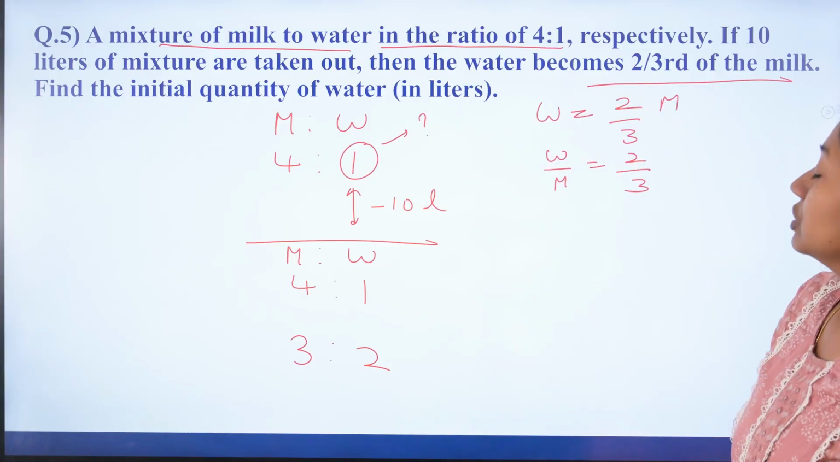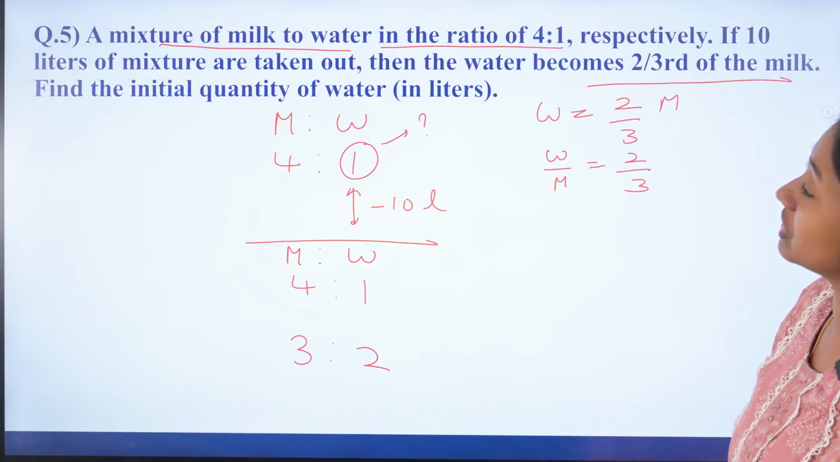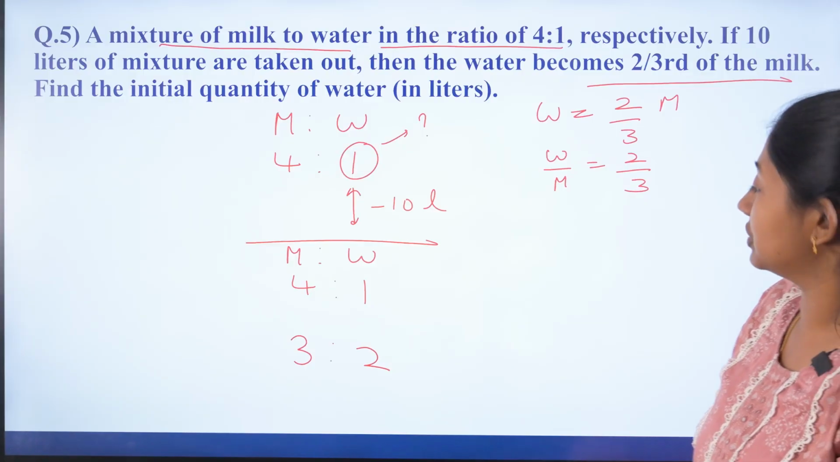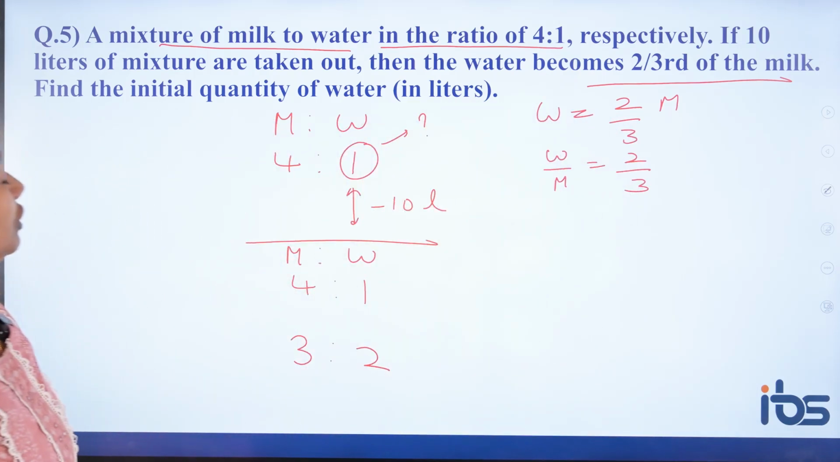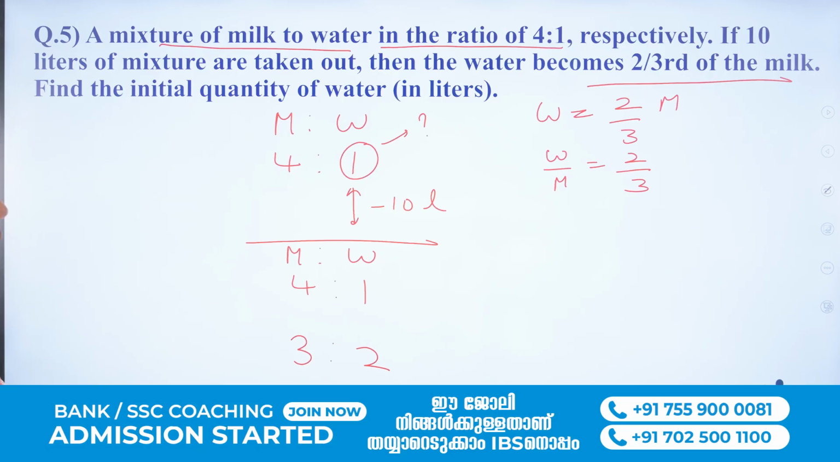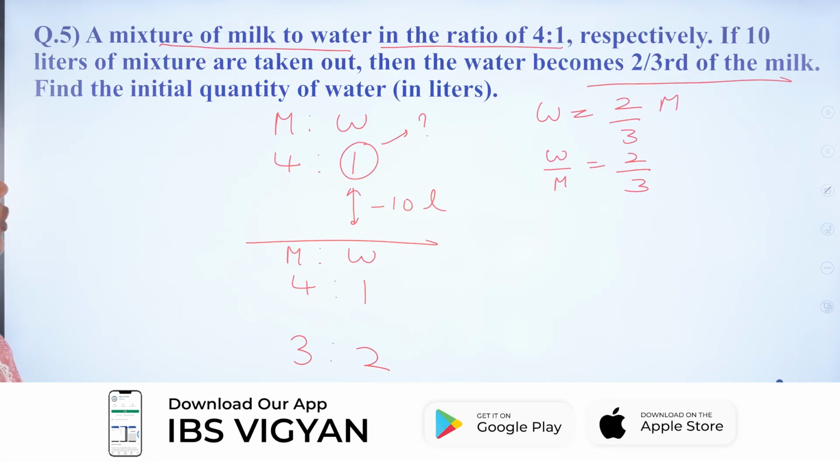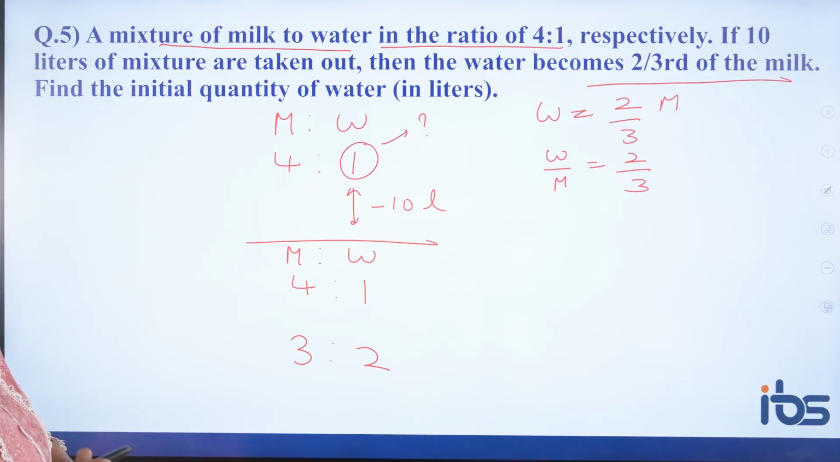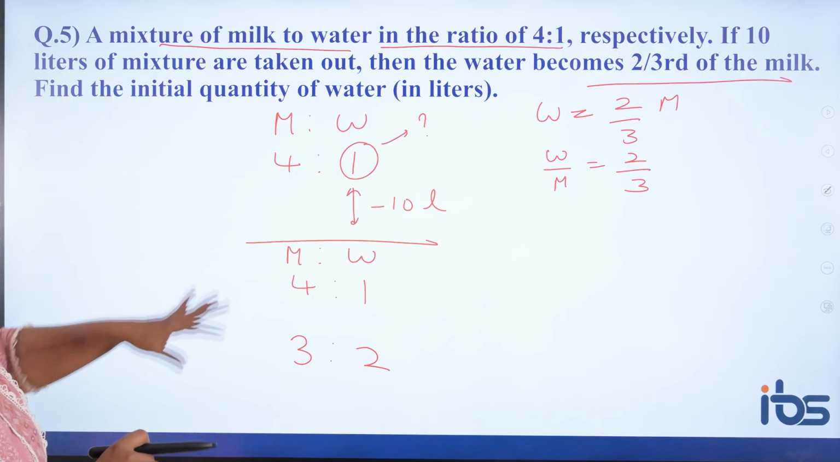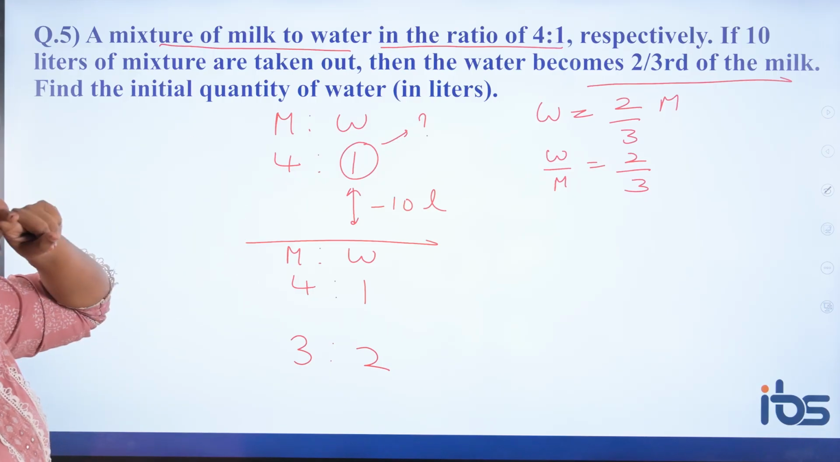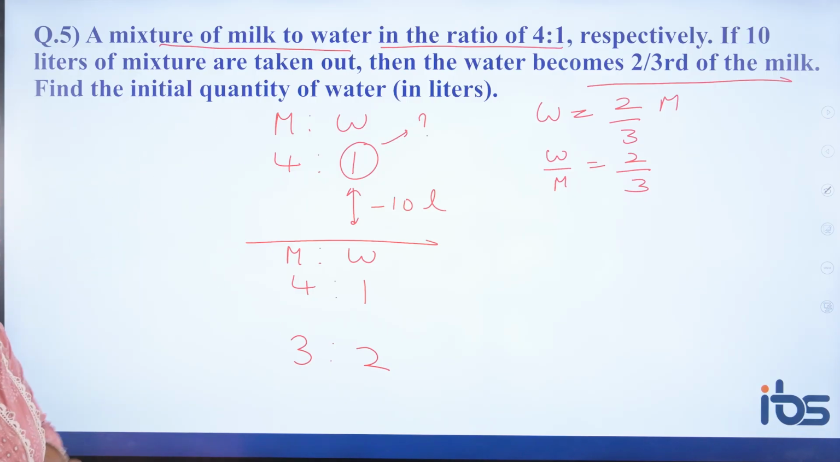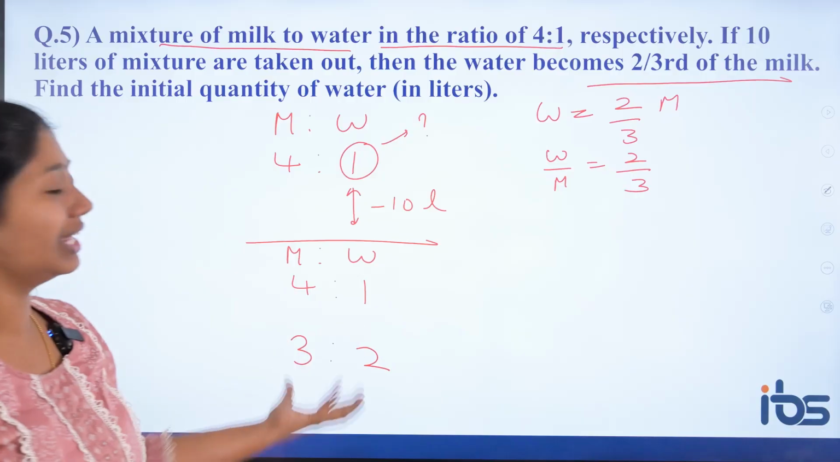So how to find? First of all, what they are asking: if 10 liters of mixture has been taken out, then the water becomes this. A mixture of milk and water was in the ratio 4:1. If 10 liters of mixture has been taken out, then water becomes 2/3 of the milk. Find the initial quantity of water. So whatever quantity you are removing, that means 10 liters, in that how much was milk, how much was water. This question should be done through the traditional method, because we don't know how much they are adding, they have not given it.